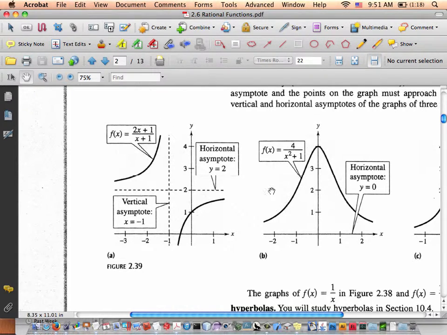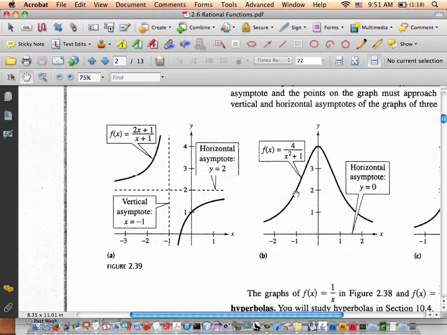Now, check the horizontal asymptote. Follow the hand again. As x goes to negative infinity, the y values are doing what? Approaching 2. Follow the hand. As x goes to infinity, approaching 2 again.